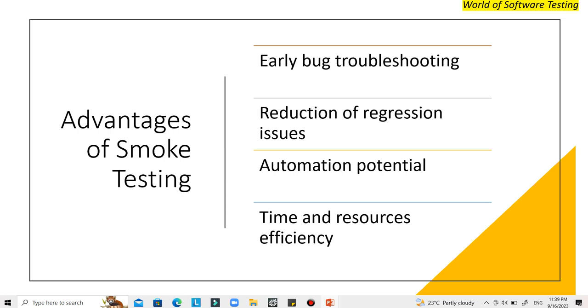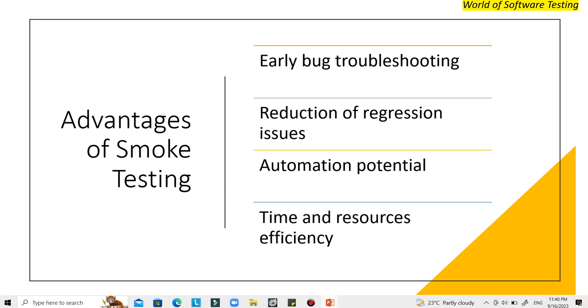The third one is automation potential. Automated smoke testing can significantly reduce the testing time. Definitely, if the tests are automated, we can significantly reduce the testing time, since smoke testing is inherently quite simple and involves only a few specific scenarios. As we know, smoke testing is not a detailed testing. We are just verifying the critical functionalities in the application. So this is automation potential.